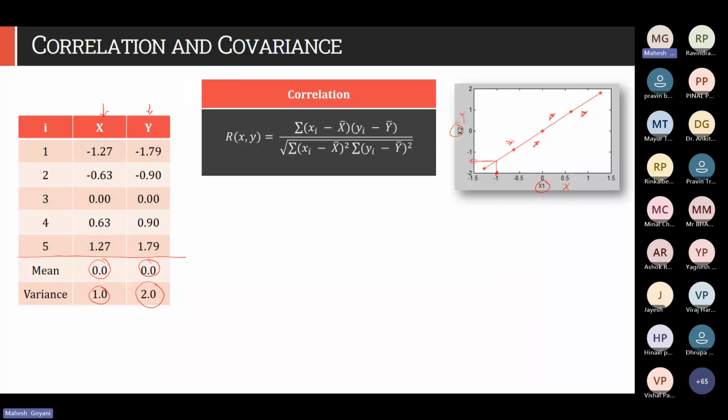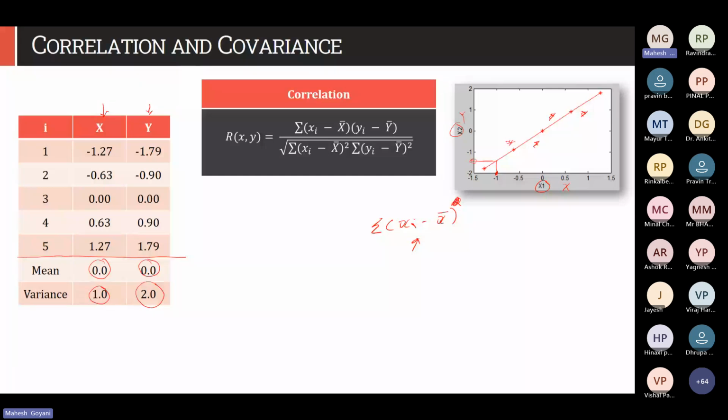One is correlation. You can find the correlation between two variables x and y using this formula. This is also known as the Pearson correlation coefficient. It's pretty straightforward. Xi minus x bar, which is the mean of x, then taking the square and summing this. What is this? Variance, right? But variance is always computed for one variable, remember that, and covariance is computed between two variables.